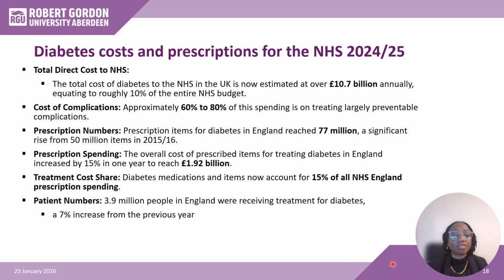Prescription-wise, it's around 77 million. Again, quite a significant jump from the 50 million in 2015. And prescription spending is around 1.92 billion, again increasing by around 15% year on year. And there's a chart there showing us the spending as well as the number of patients. Again, these are English figures, and it says that they've increased by around 7% from the previous year. Again, can be extrapolated to the other countries, because, as you've seen, these numbers match the global scale as well.